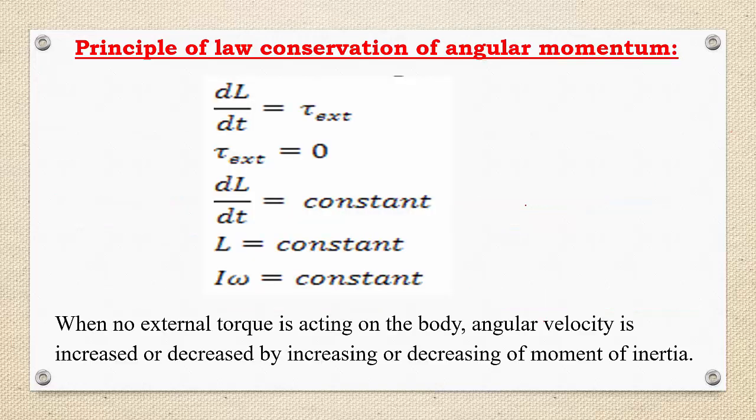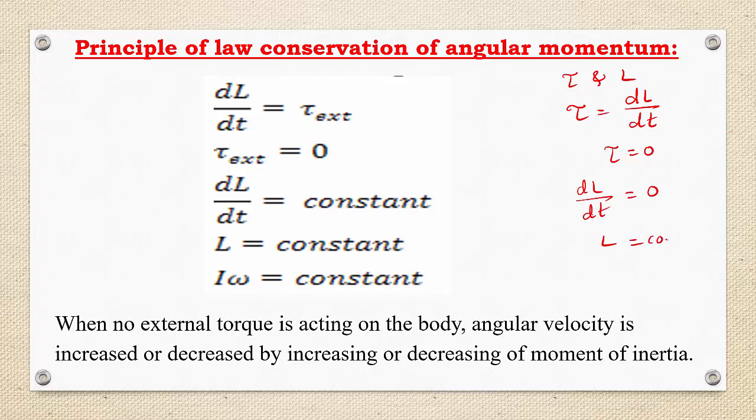Then, if torque is not applied, we already studied the relation between torque and angular momentum. What is the relation? Tau equal to dL divided by dt. According to the principle of angular momentum, if torque is 0, then the equation becomes dL divided by dt equal to 0.